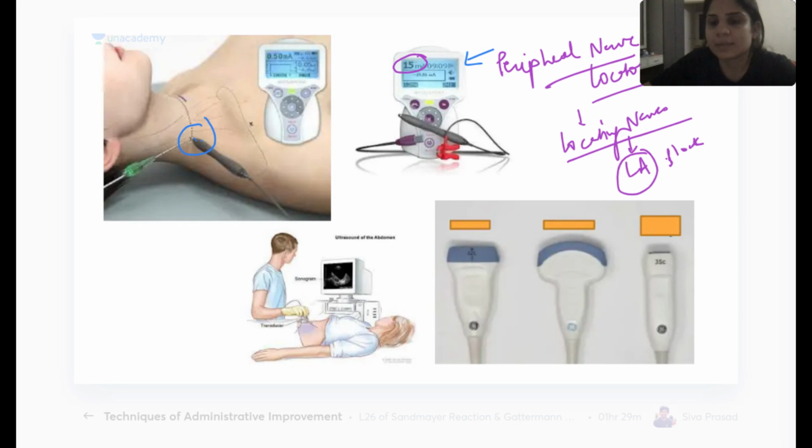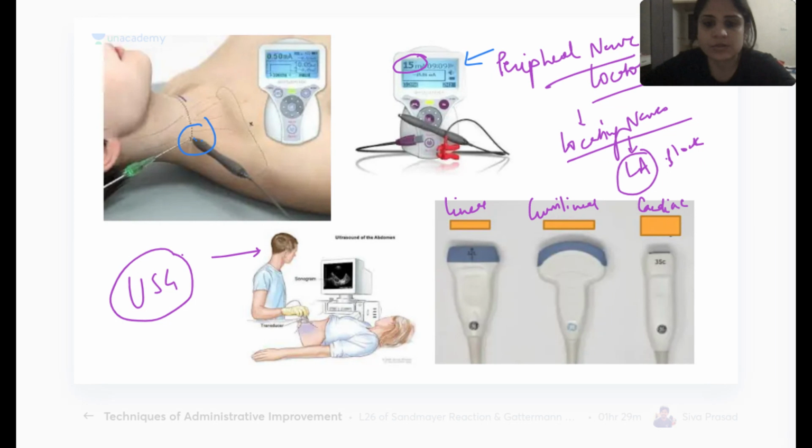What is the other way of locating my peripheral nerves? I want to locate the brachial plexus, the femoral nerve, the sciatic nerve. The other way is by locating it with ultrasound. Okay, so these are my ultrasound transducers. You should know the names of these transducers. This is your linear probe. This is your curvy linear probe because it's curved and linear. And this one over here is your cardiac probe. Clear? So these are my ultrasound transducers.